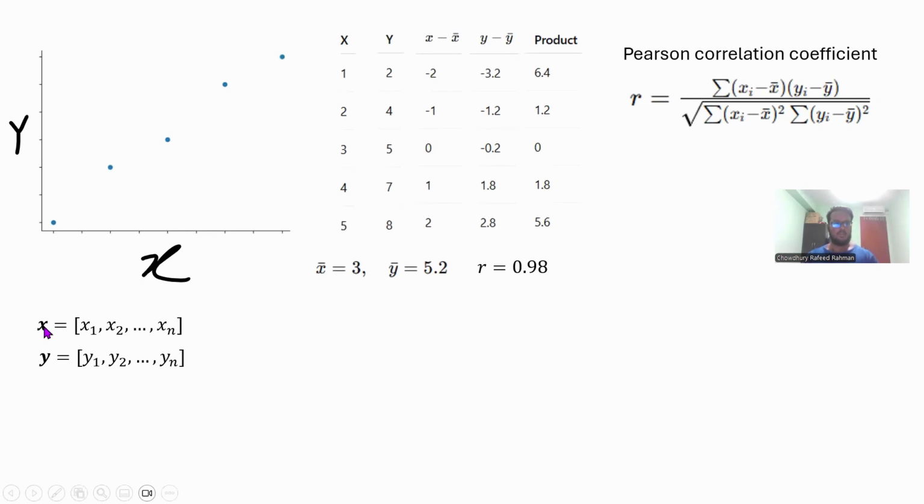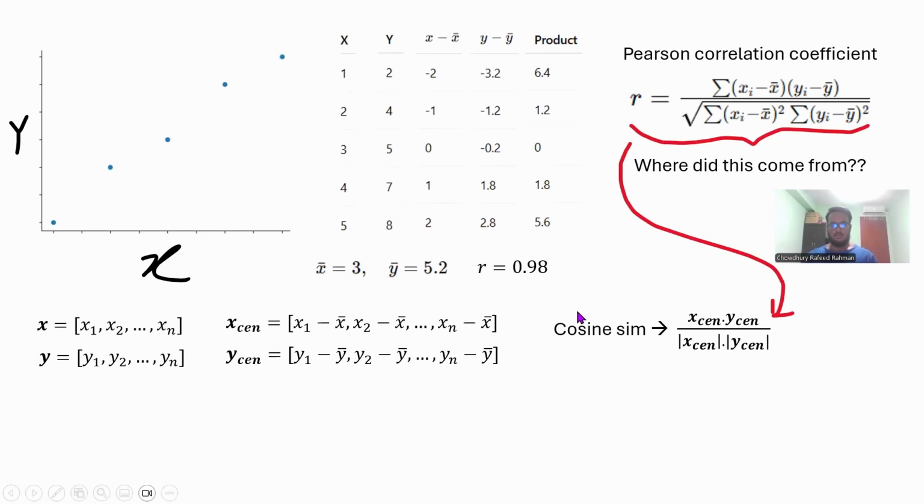Let's assume that X and Y are two vectors. In the X vector, we have all the X values. In this case, there will be 5 values in this vector, and there will also be 5 values in this Y vector. We can center them. We can center X and we can center Y by subtracting the X bar, which we have done here as well, and by subtracting the Y bar. So we have X cen and Y cen.